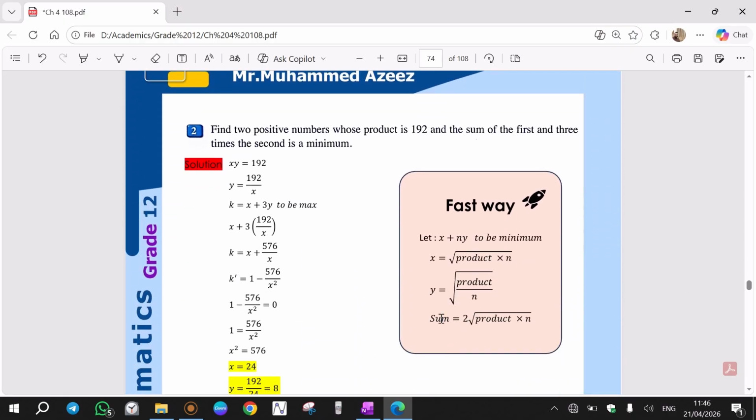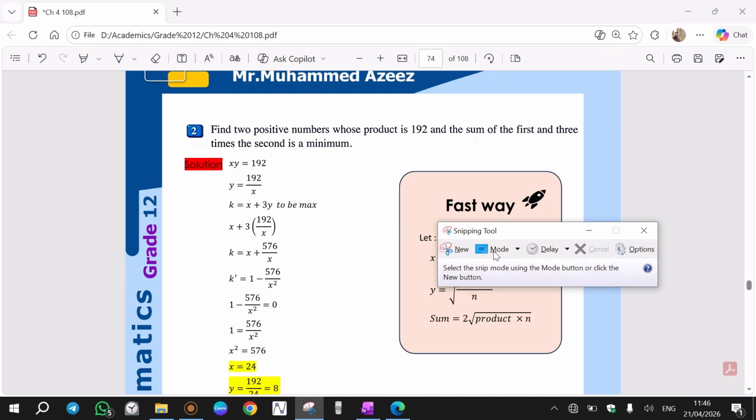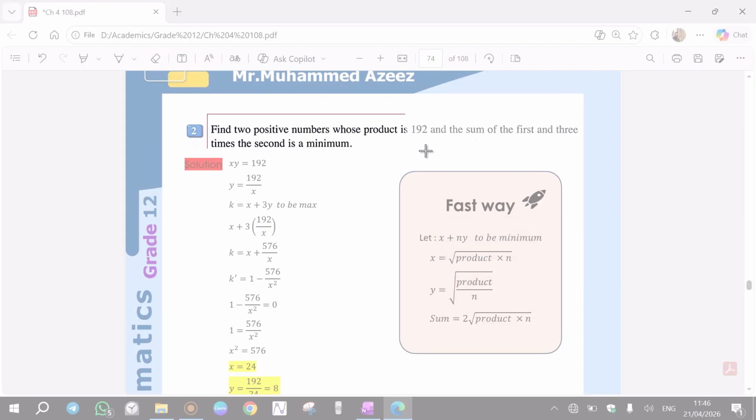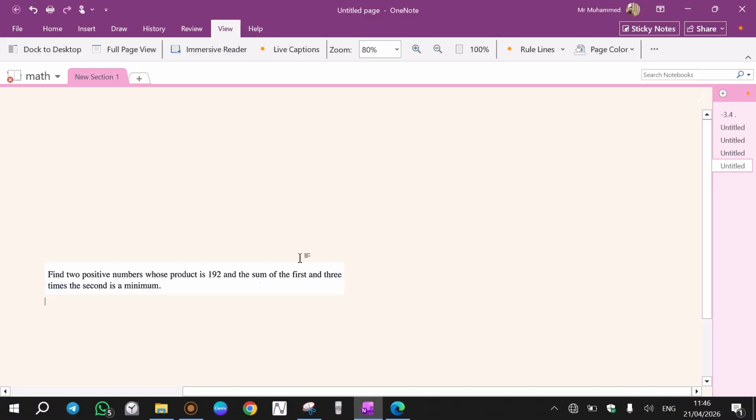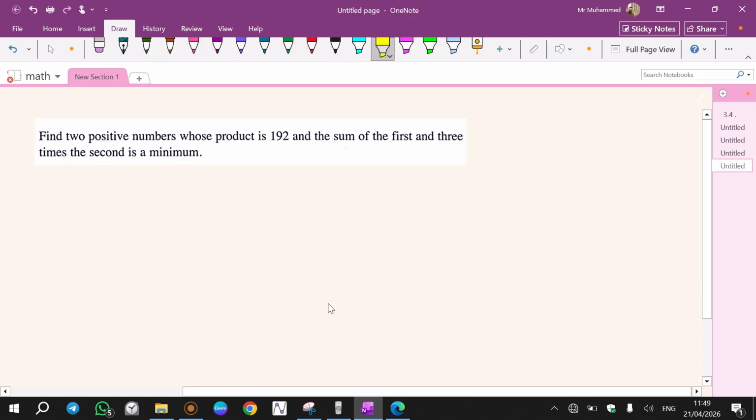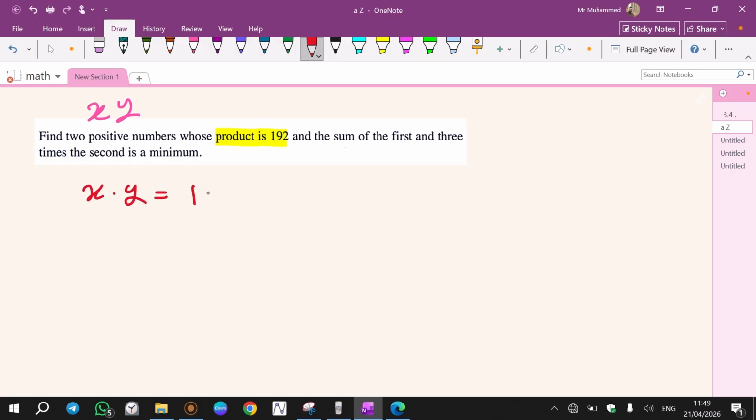Okay, question 2. Let's take this question to the notebook and solve it properly. Such questions have been in Wizari a lot. Reading the question. 2 positive numbers are x and y, whose product is multiplication. Now I know x multiplied by y equal to 192. That's given from the question.